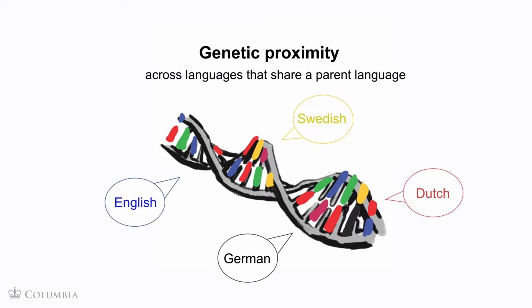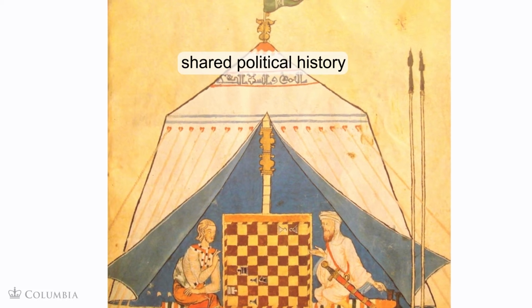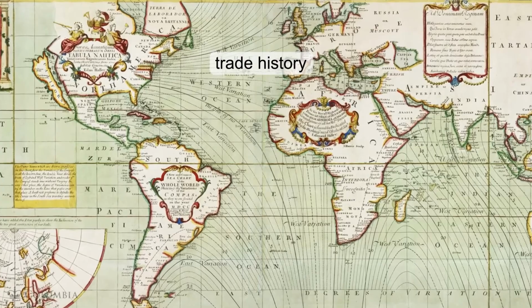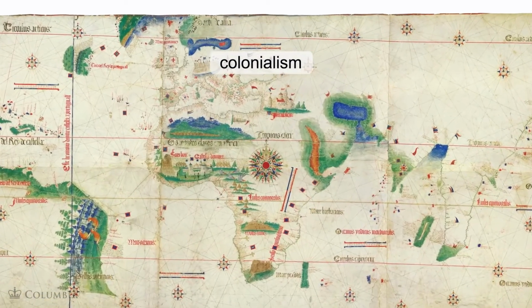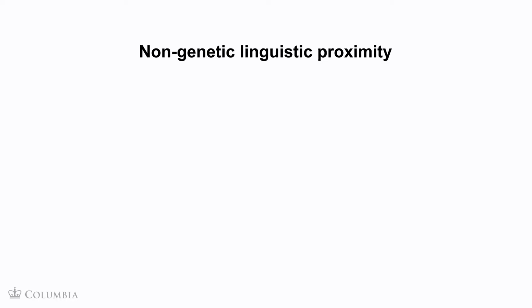However, linguistic proximity is not always genetic. It can also be a result of shared political history, trade history, or colonialism, among other reasons. We can see an example of non-genetic linguistic proximity by looking at the word sugar across many languages.